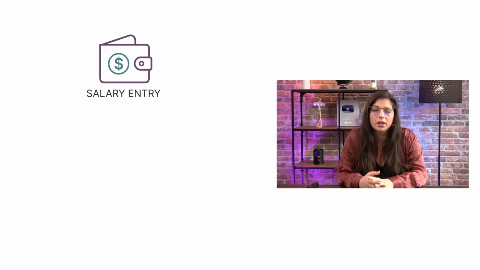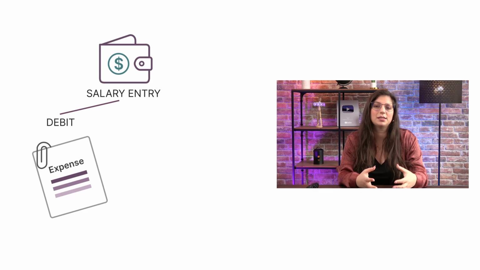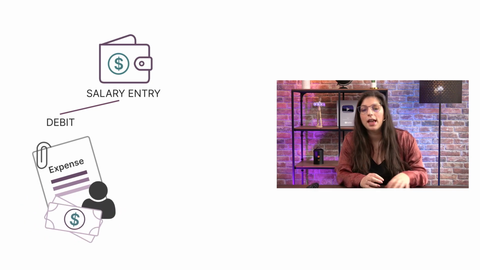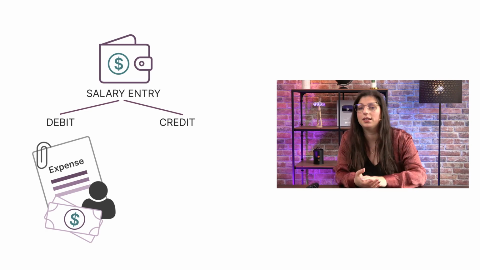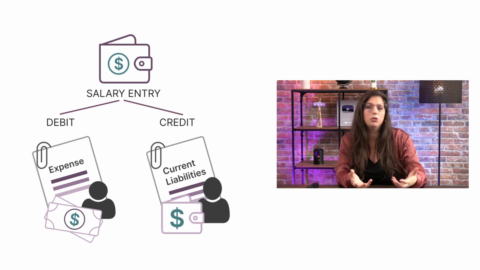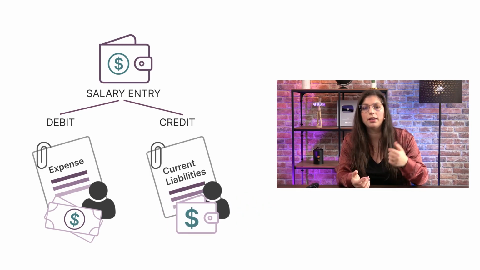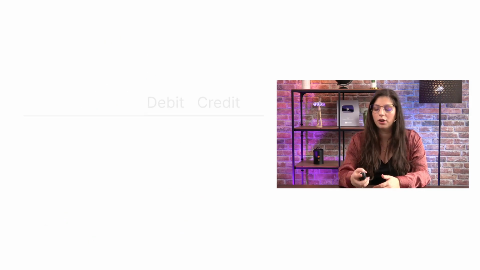Depending on how the accounts you're using behave on the debit and credit side, it will have an impact on your reports. For example, if you want to register a salary entry, on the debit side you're going to have the expense of your employee's cost. And you're going to need a counterpart, and this counterpart is the employee's debt. In that case, you're using a current liabilities account. Basically, it's what you owe to the employee and what you're going to have to pay them at the end of the month. So let's see together how the different accounts work.